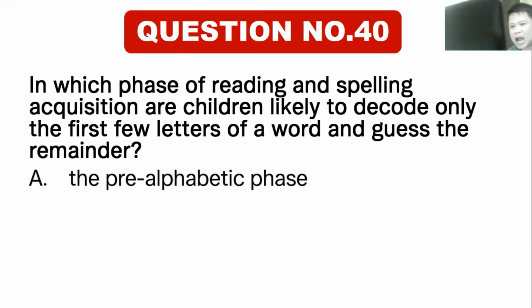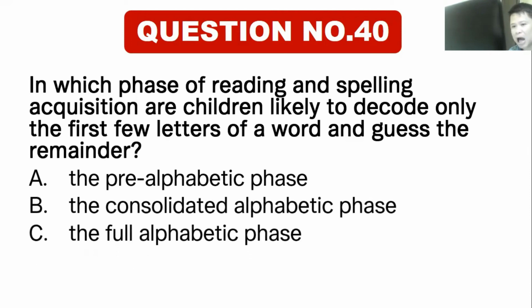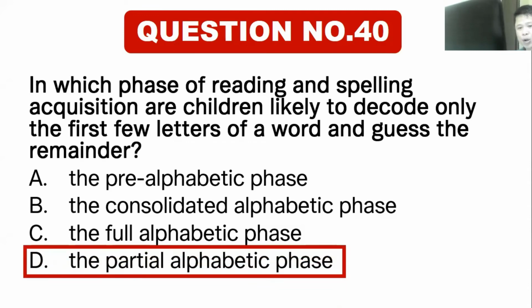A, the pre-alphabetic phase. B, the consolidated alphabetic phase. C, the full alphabetic phase. D, the partial alphabetic phase. The correct answer is letter D, the partial alphabetic phase. In which phase of reading and spelling acquisition are children likely to decode only the first few letters of a word and guess the remainder? The partial alphabetic phase.